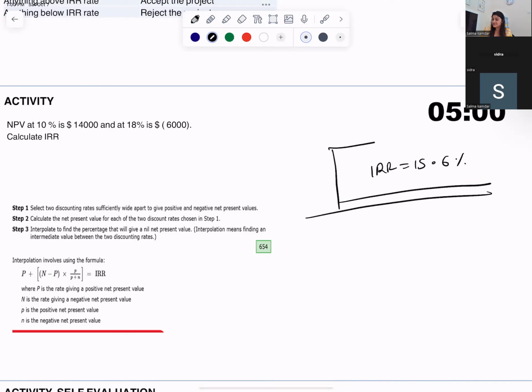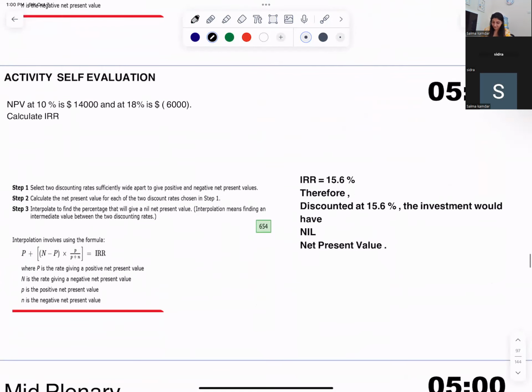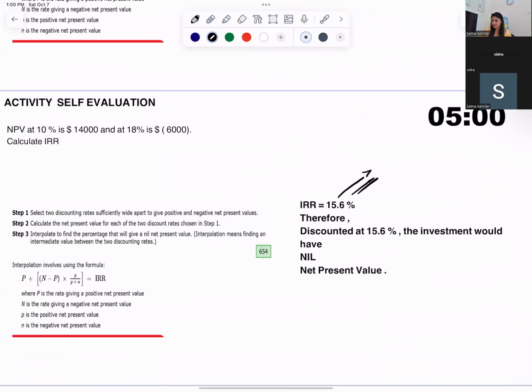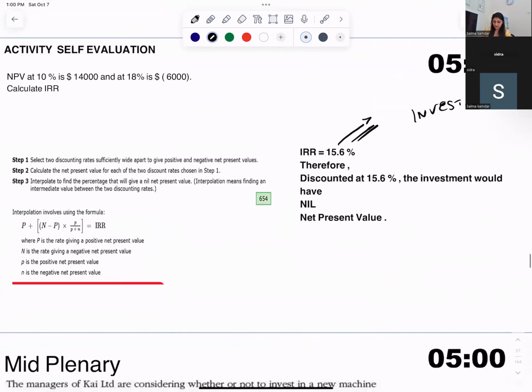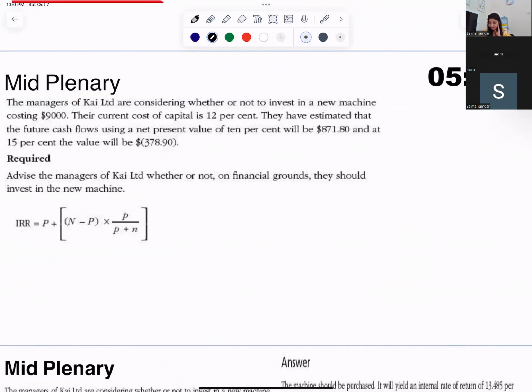If you discount your inflow minus outflow at 15.6%, your investment will have an NPV equal to zero. This you have to keep in mind: when discounted at the IRR, your NPV will be zero. So anything that gives you a return above 15.6%, you can invest; otherwise, reject. This is your mid-planner. Just to test your understanding, try to do this.